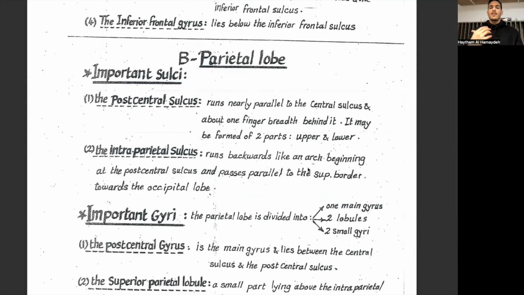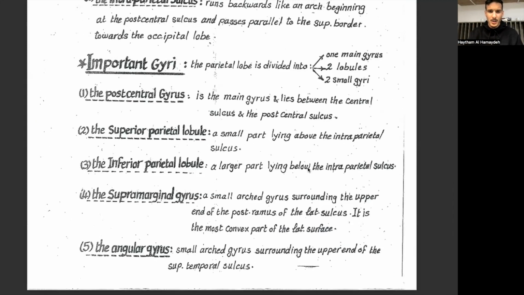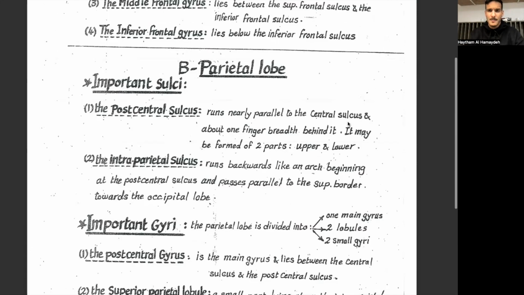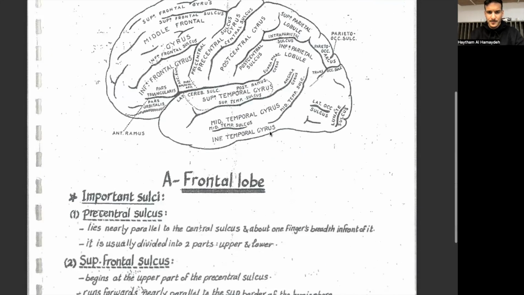Now we're going to dive into the gyri found on the lateral aspect of the parietal lobe. The important ones here might be a lot, but with repetition, everything is easy. The parietal lobe is divided into 1 main gyrus, 2 lobules, and 2 small gyri. The post-central gyrus is the main gyrus and lies between the central sulcus and the post-central sulcus. Right here, that's the post-central gyrus.